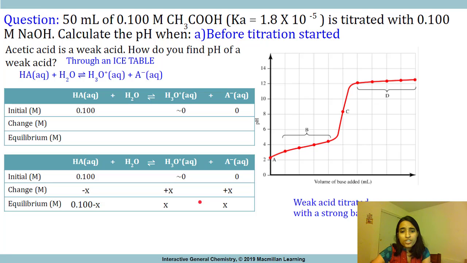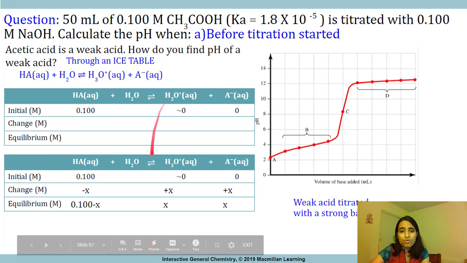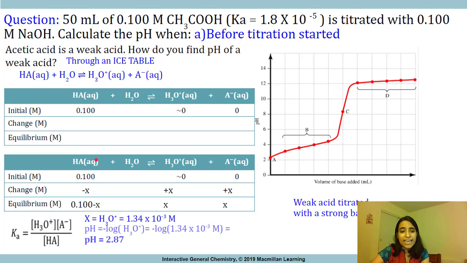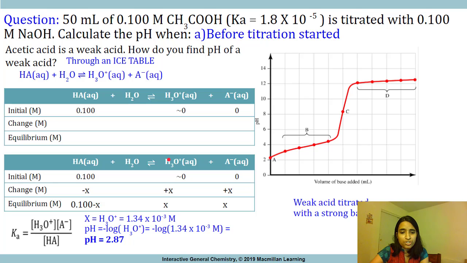So next we are going to equate it all to our Ka. Our Ka is given to us as 1.8 times 10 raised to negative 5. So that's going to equal our products over our reactants, and then go ahead and solve for X. The X in this case, we solved it as 1.34 times 10 raised to negative 3, and X is the hydronium ion, which is the concentration of hydrogen.